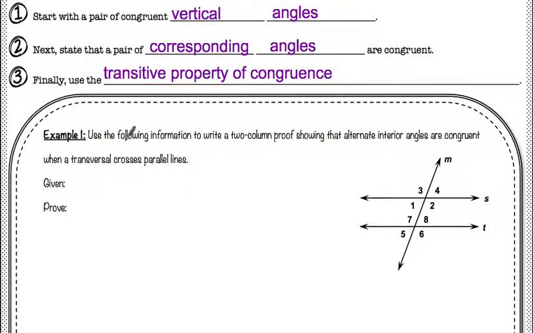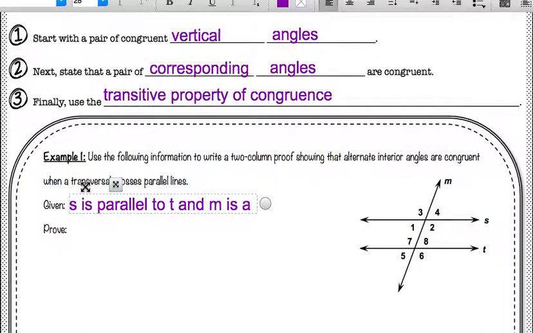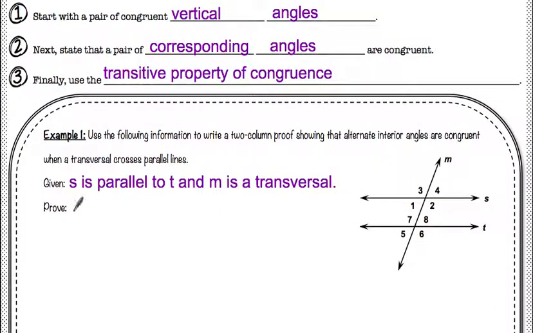Example 1 says, use the information to write a 2-column proof showing that alternate interior angles are congruent when a transversal crosses parallel lines. So we'll start with the given, which is S is parallel to T and M is a transversal. And then we're going to prove that angle 1 is congruent to angle 8.